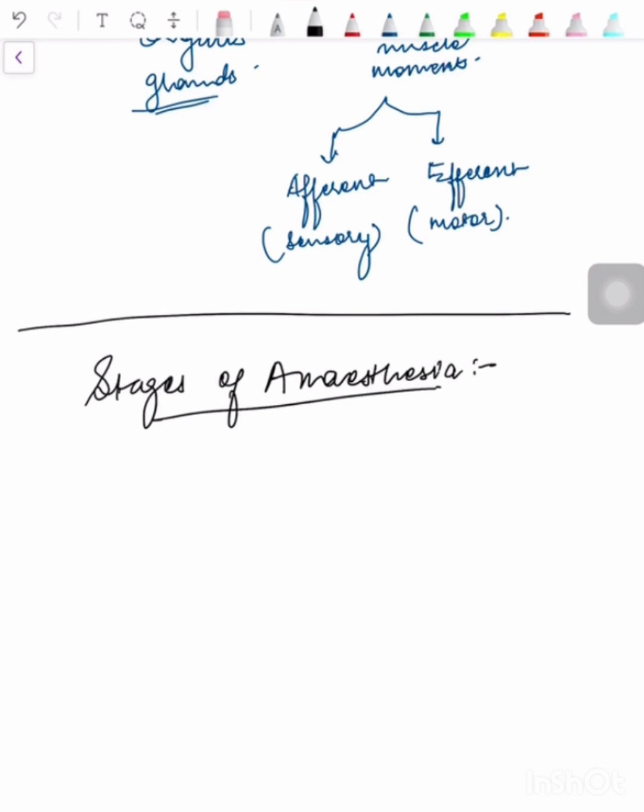So firstly we will try to understand what the 4 phases are. Phase 1 of anesthesia is known as analgesia, or the stage of analgesia. As the word suggests, analgesia means the pain stimulation starts to abolish, or the pain is progressively abolished. Next is the stage of delirium.